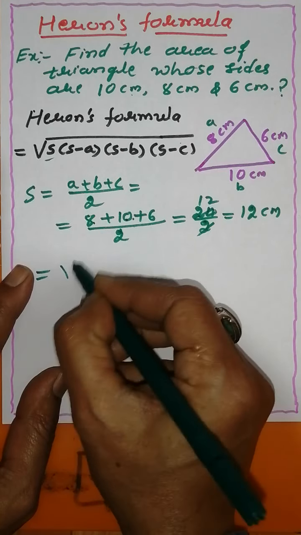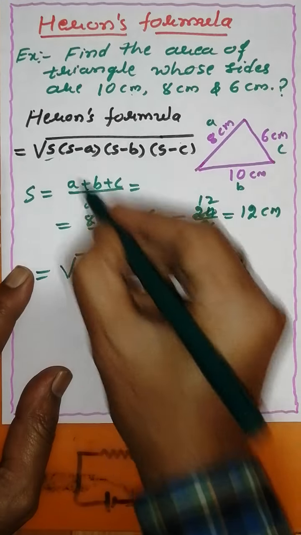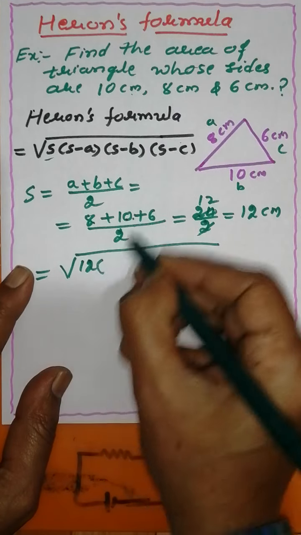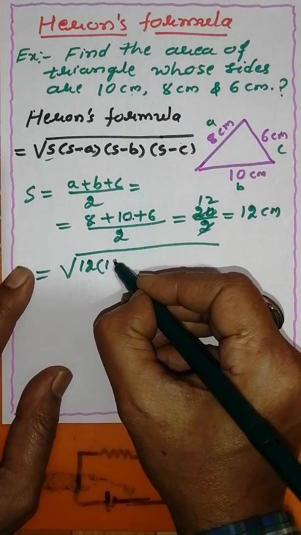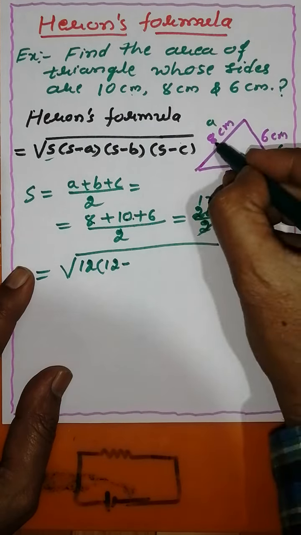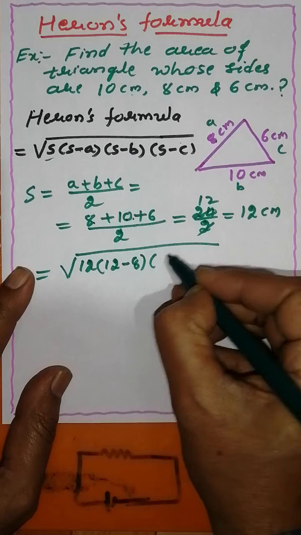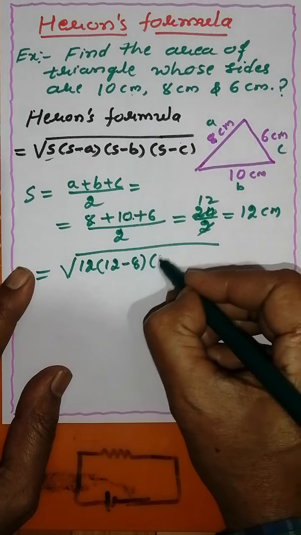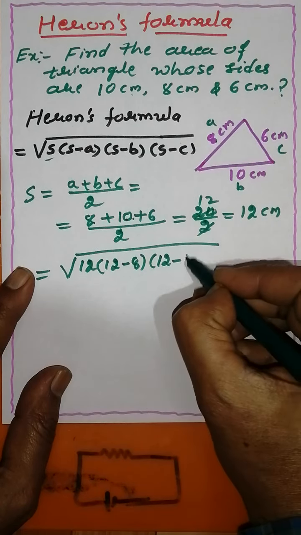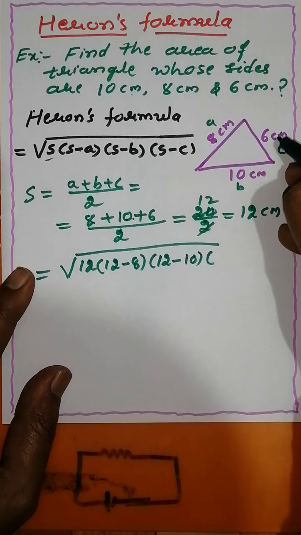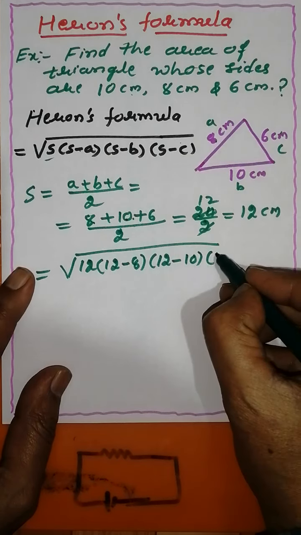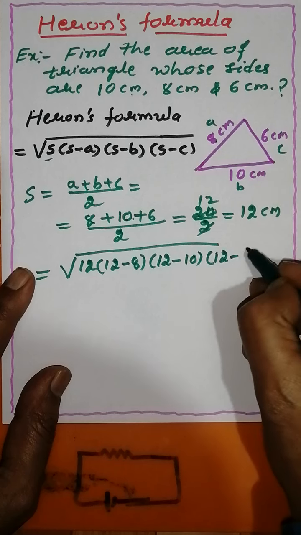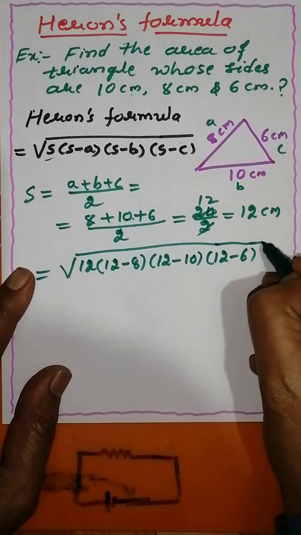Therefore, this is equal to square root of s. s is 12, s minus a: s is 12, a is 8 centimeter. Again s minus b: 12 minus b, b is 10 centimeter. Again s minus c: s is 12, c is 6 centimeter.